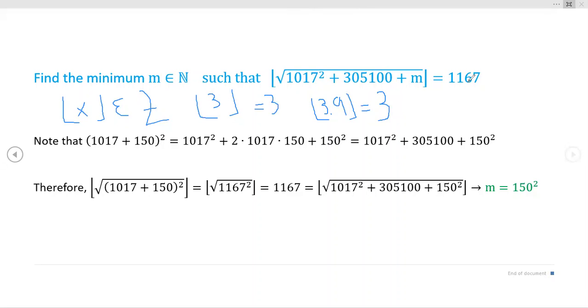Okay. So what we're looking for here is the minimum value of m such that we get this floor of 1167. And here's your little m right here, and little m will be a member of the natural numbers. Now this looks a little dastardly here, but just one way to get you started is: where in the world does this number come from?